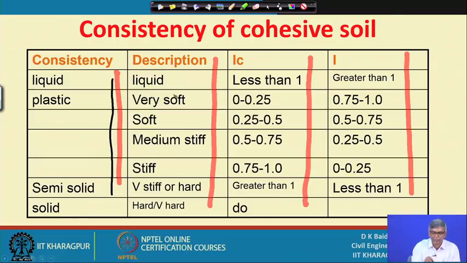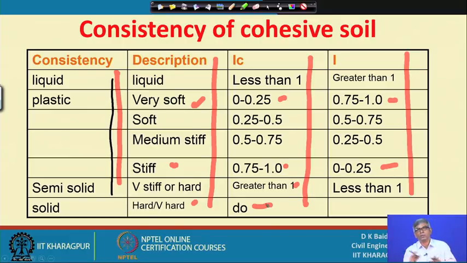So, for liquid, IC is less than 1 and IL will be greater than 1. For very soft soil, IC will be 0 to 0.25 and IL will be between 0.75 and 1. Like that, if it is plastic soil, then stiff, IC is 0.75 to 1 and IL will be 0 to 0.25. Semi solid, this is plastic, this is semi solid, very stiff or hard, then the IC value will be greater than 1 and IL will be less than 1. And solid, hard to very hard, IC will also be greater than 1. So, this is the classification.